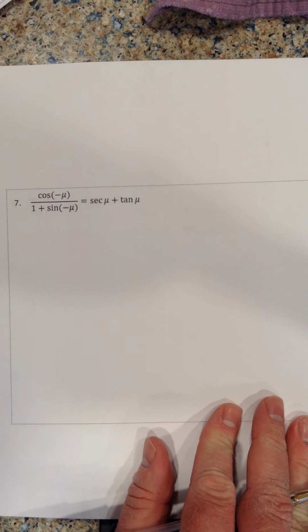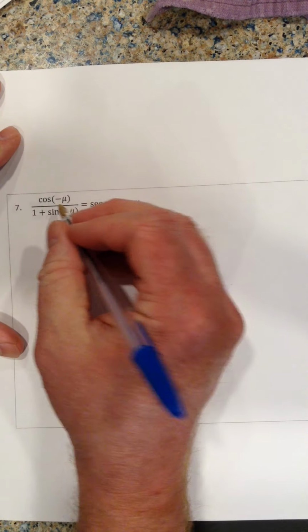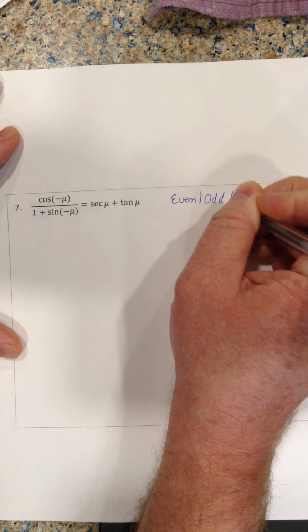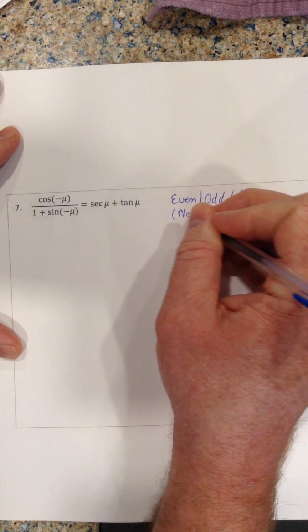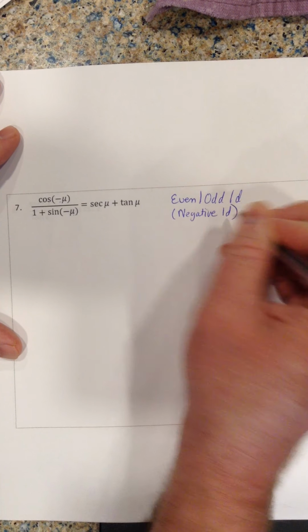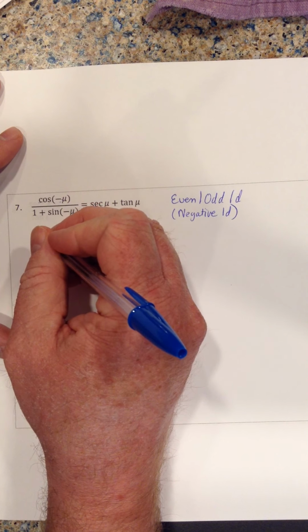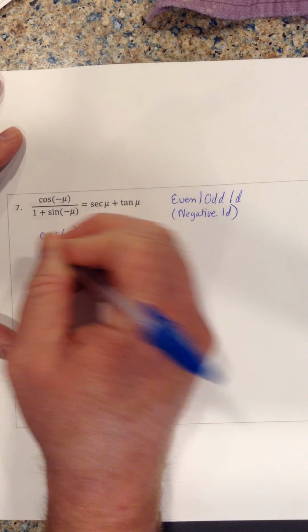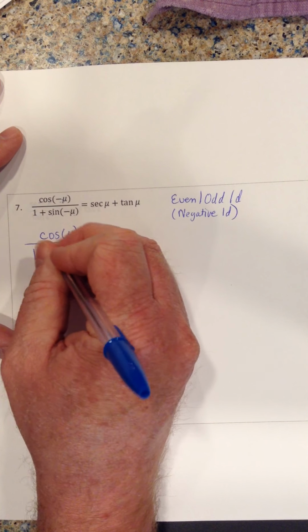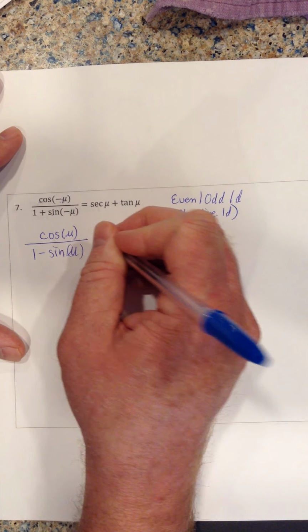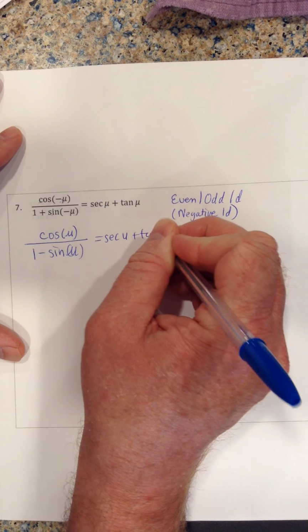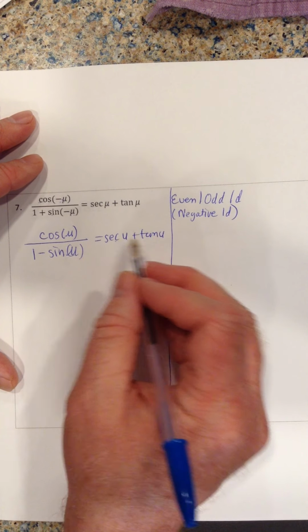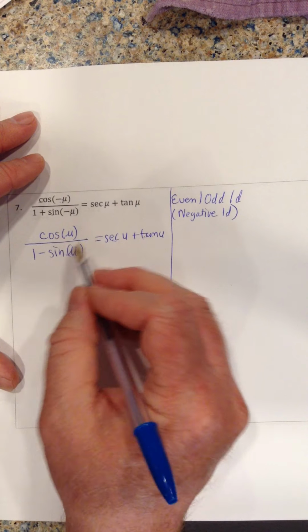Okay, now we look at number 7. And I see right here and here I have some even-odd identities again. They're also called negative identities. Okay, so cosine of negative mu is cosine of mu. And then sine of negative mu is negative sine of mu, so I get (1 minus sine of mu) over cosine of mu equals secant of mu plus tangent of mu.